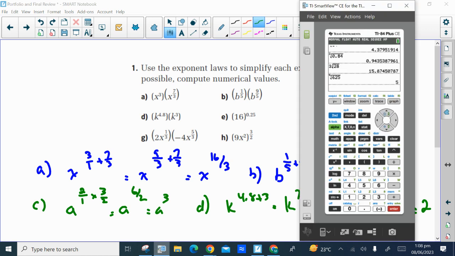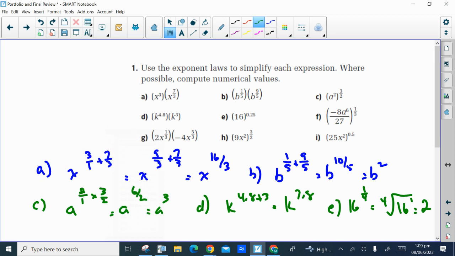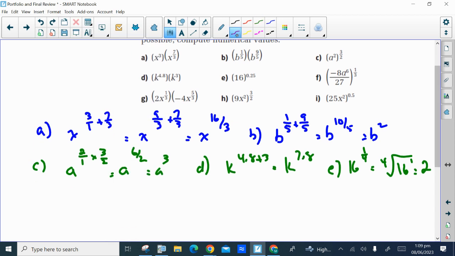You can get that on your calculator. The 4th root of 16 is asking what number times itself 4 times is 16. 2 times itself 4 times gives you 16. Right?